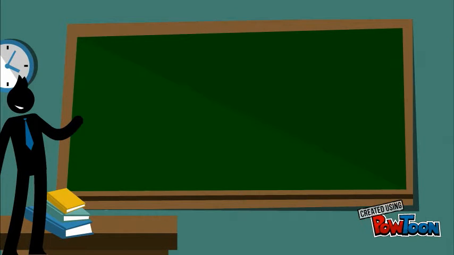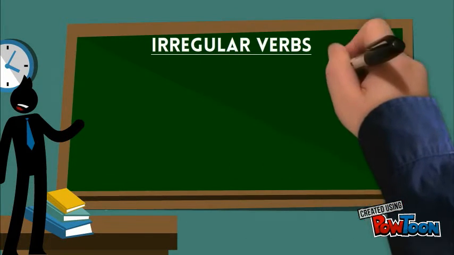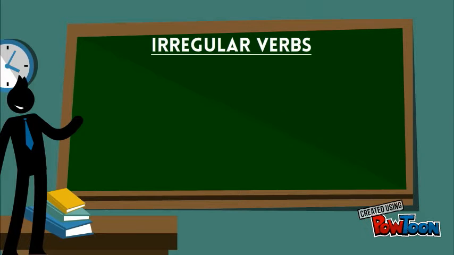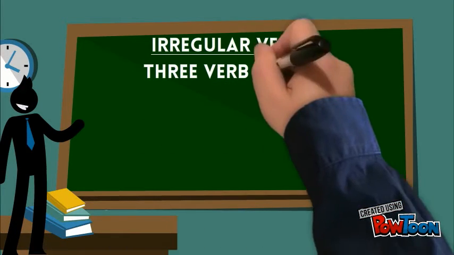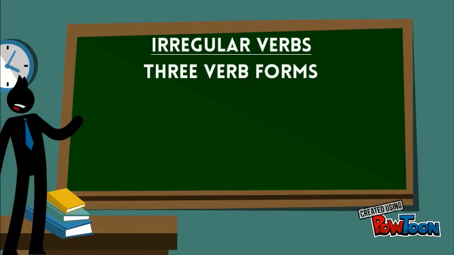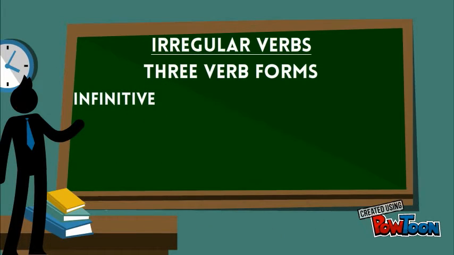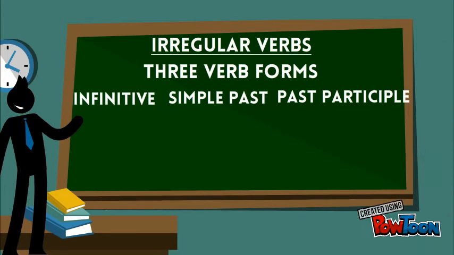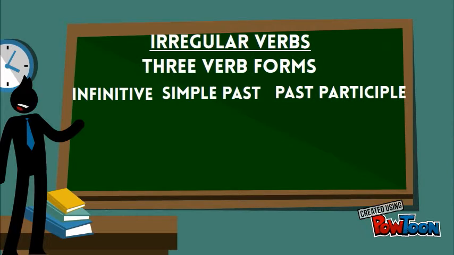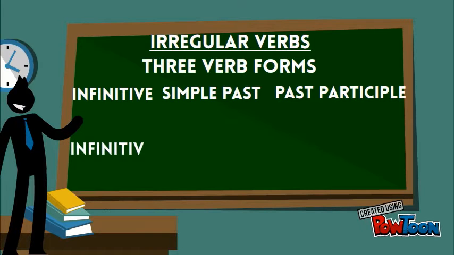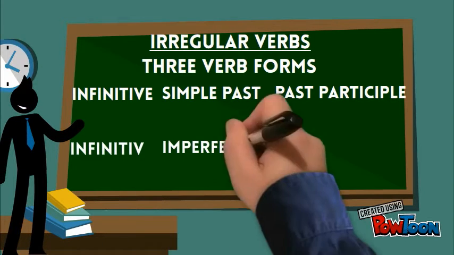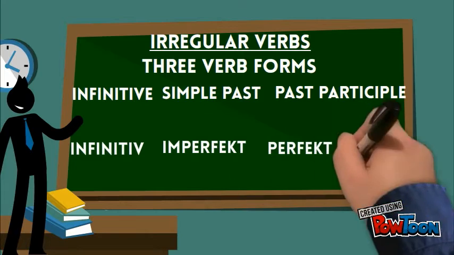Today's lesson will be about irregular verbs. In English, there are three commonly conjugated verb forms: the infinitive or simple present, the simple past, and past participle. In Swedish, these are called infinitiv or grundform, imperfect, and perfect participle.